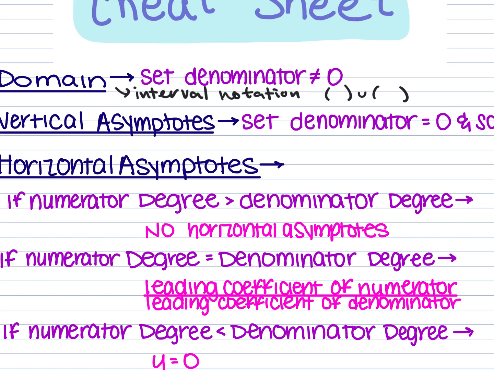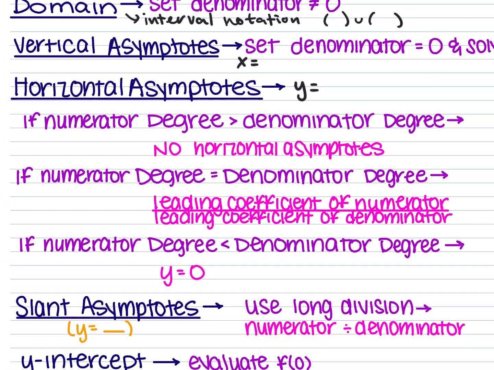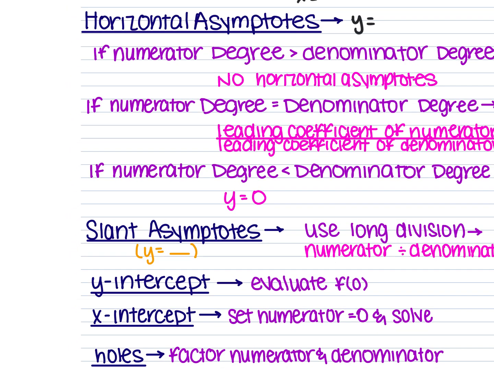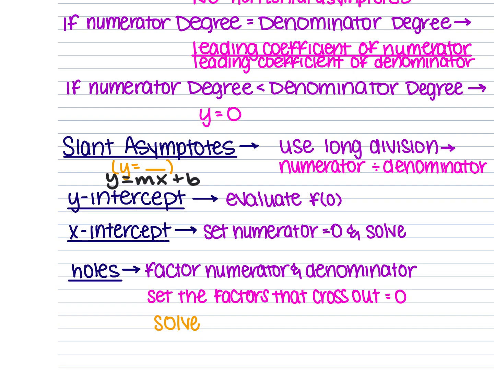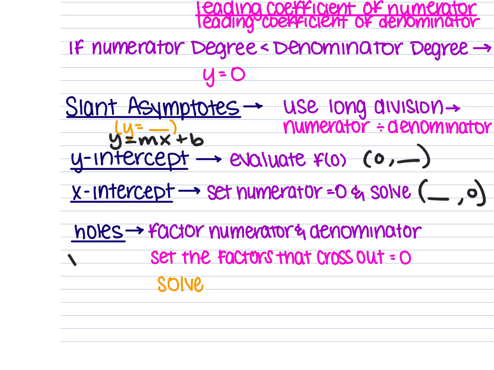For vertical asymptotes, your answer is going to be x equals. Horizontal asymptote, your answer will be y equals. Slant asymptotes, your answer is going to be in the form of y equals mx plus b. The y-intercepts, your answer is going to be as a point, so it'll be 0, comma, the number. X-intercepts, the number is going to go in the x spot, so it'll be the number, comma, 0. And then holes, your answer is going to be x equals whatever value you have a hole at.